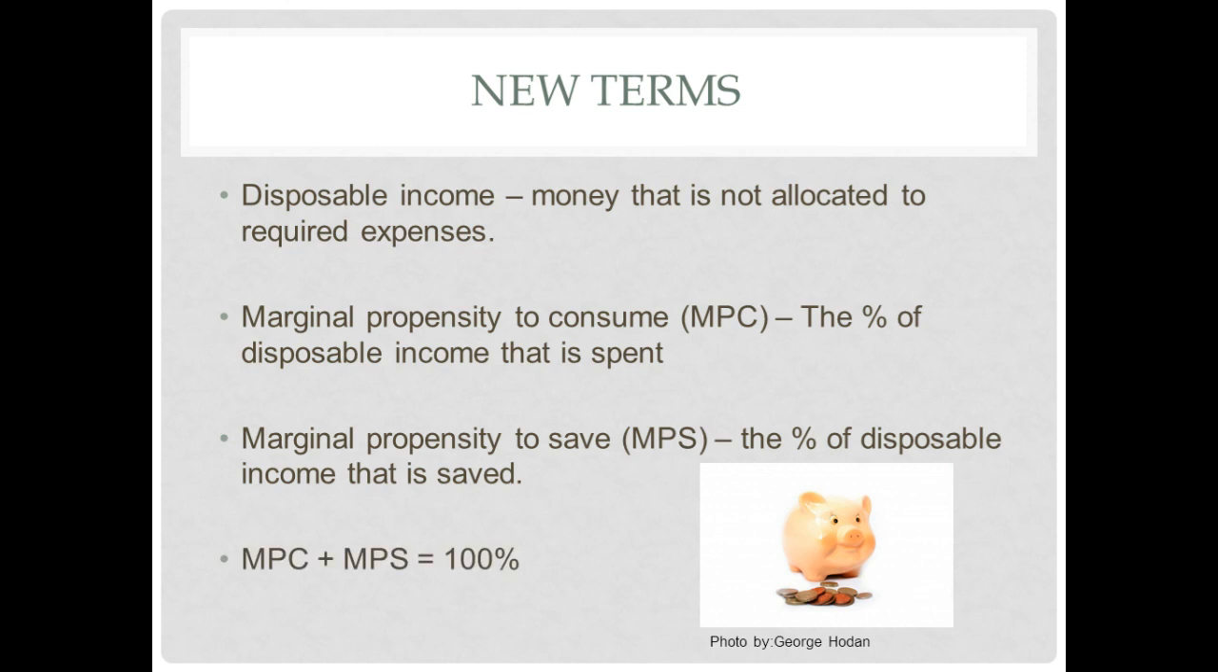These two things always will add up to 100%. You only have two options with what to do with money: either consume it or save it, equaling 100%. So if those two things in your mind don't add up to 100%, then you may have made a mistake in your problem. So how does the spending multiplier actually work?